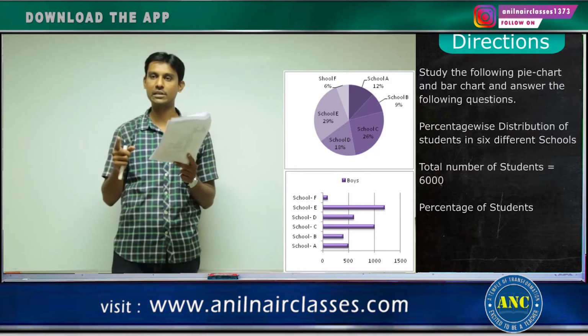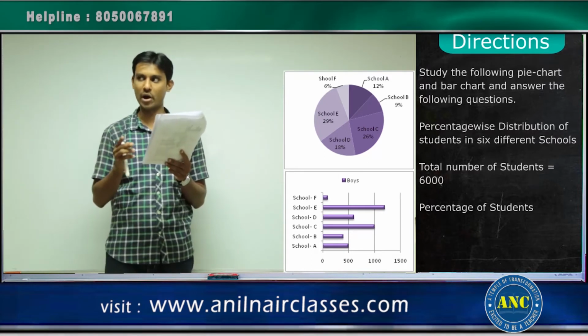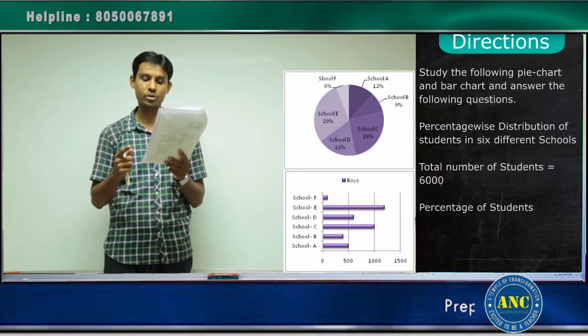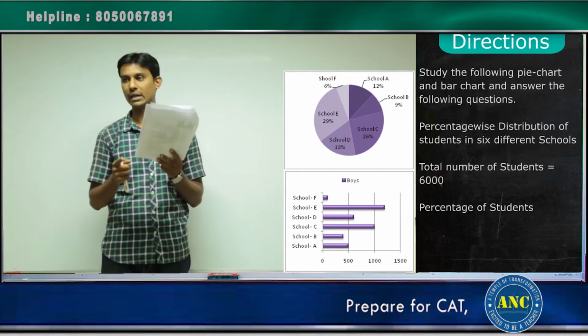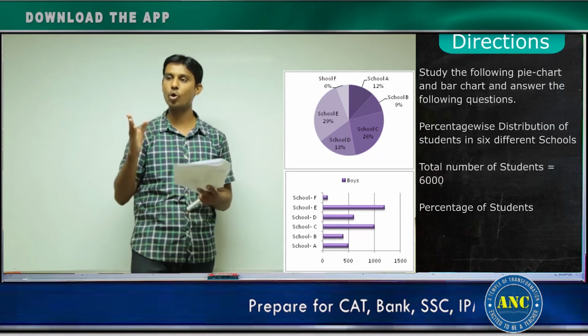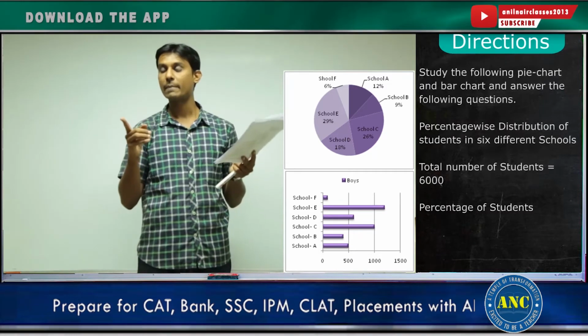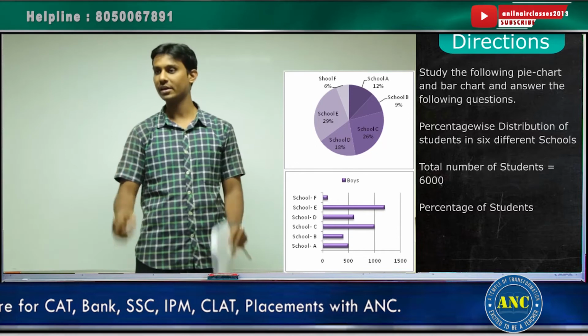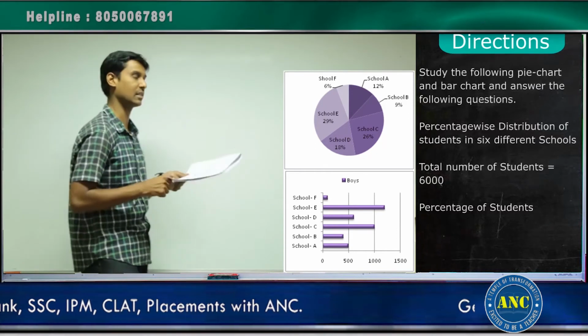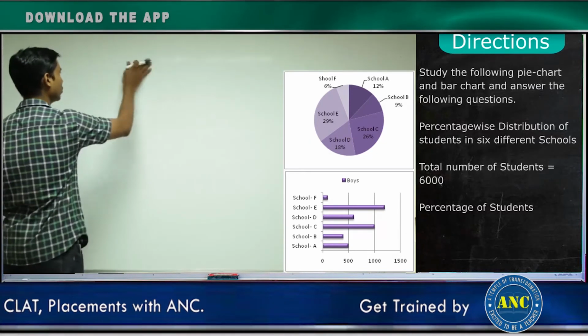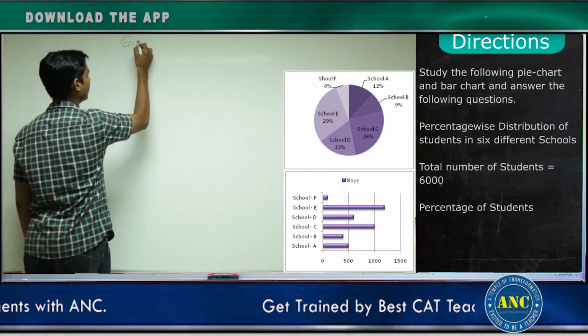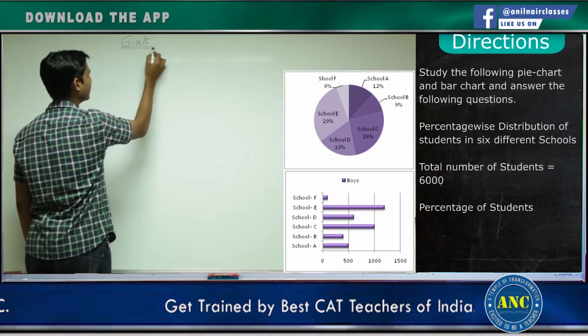But your bar graph is telling you about the number of boys out of the 6,000 students in each school separately. Your bar graph is telling you only about the number of boys, while your pie chart is telling you about the percentage of students in each school. Clear with the approach? Suppose you want girls, listen to this carefully. How will you find how many girls are there?